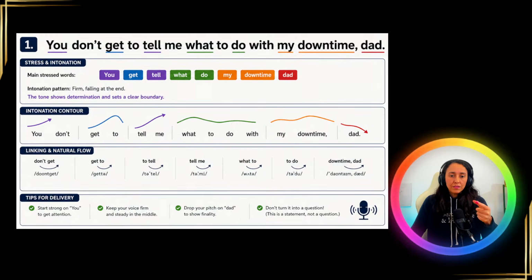So here, what do we have? You don't get. I don't completely pronounce the letter T. You don't get to tell. You don't get to. And I will link the T in get and the to next to get to. You don't get to tell.